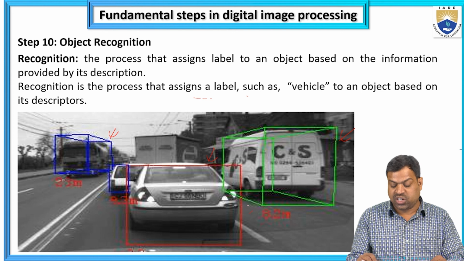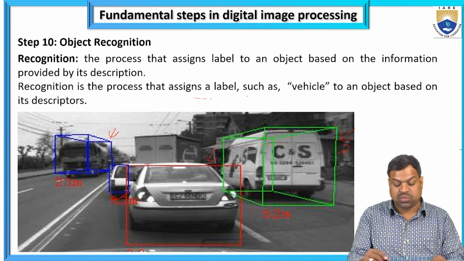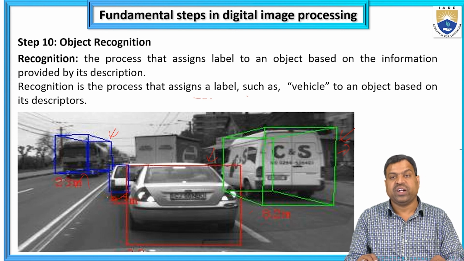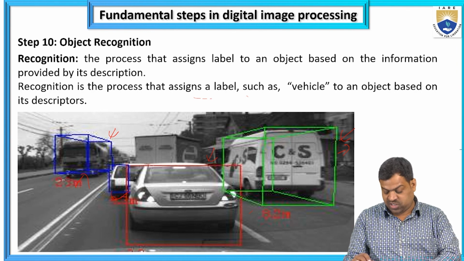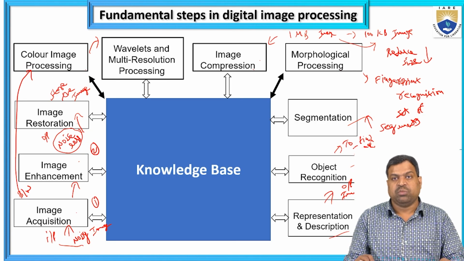What is the object name? We can find it easily with the help of object recognition. So these are the fundamental steps in digital image processing.